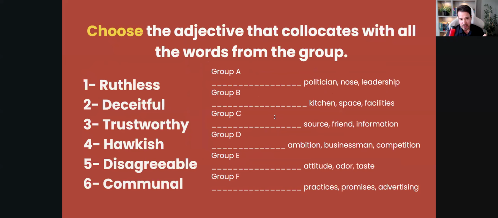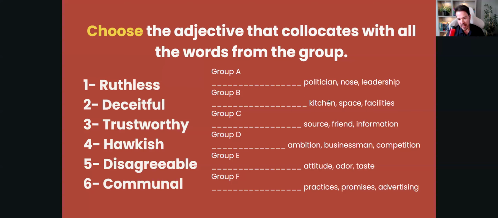The third task was, okay, now that you are familiar with the meaning of these words, I would like you to choose a word that combines with all the three words from the group. So what am I focusing on here? Helping them develop their knowledge of collocations. Does it make sense? Because you have politician, knows, leadership. One of these 6 words here, they collocate with all the 3 words from the group. Now, which one is it?